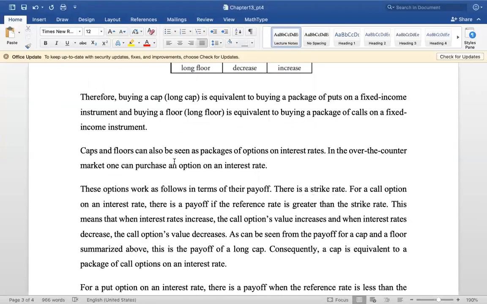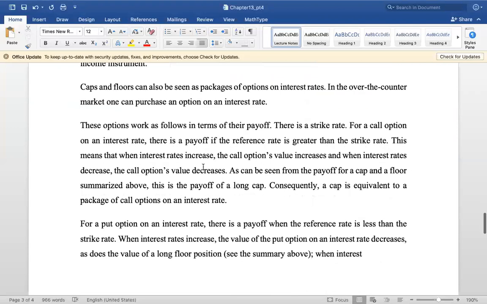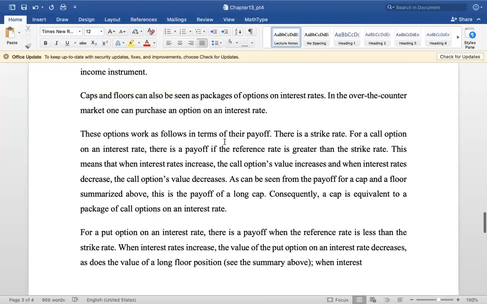Caps and floors can also be seen as a package of options on interest rates. In other words, in over the counter markets, one can purchase an option on an interest rate. These options work as follows. In terms of their payoff, there is a strike rate. For a call option on an interest rate, there is a payoff if the reference rate is greater than the strike rate. This means that when interest rate increases, the call option value increases, and when interest rate decreases, call option value decreases, as can be seen from the payoff for cap and floor summarized above.